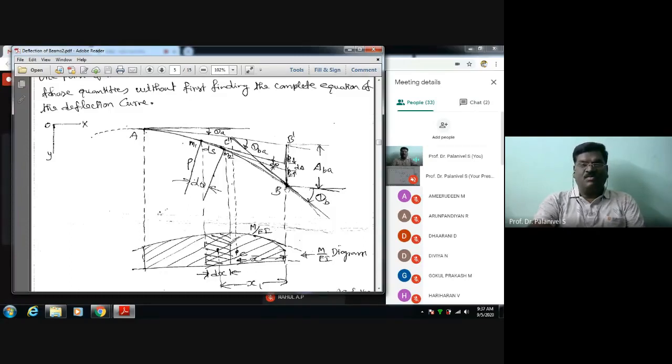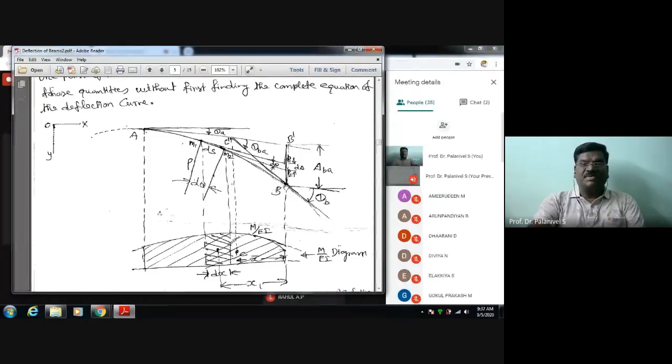It's geometry, after all. We want to get the deflection at any point and the angle of rotation, which are nothing but geometrical quantities, and we want to compute them. For that, geometrically we deal with the deflection profile of the beam. So what we do is draw tangents at A and at B. Two tangents have been drawn.